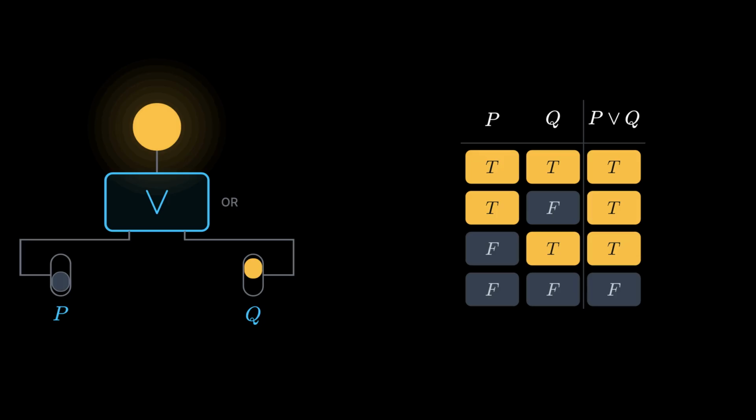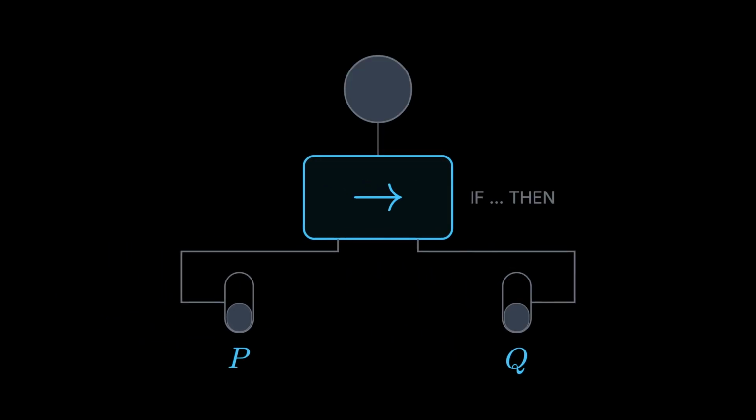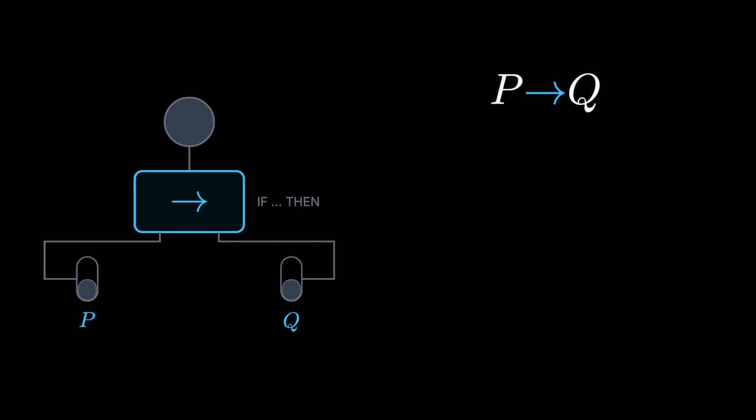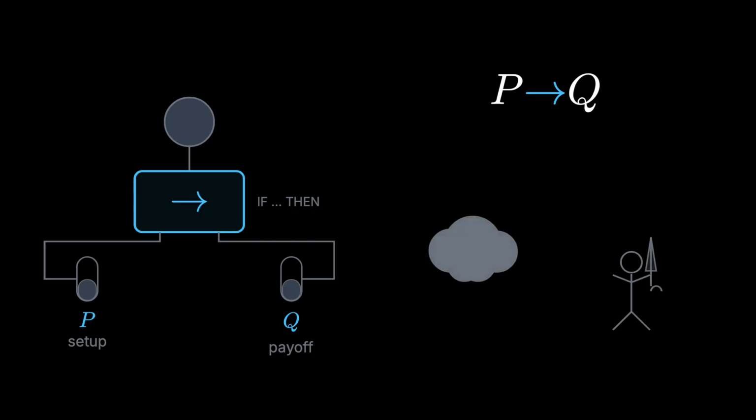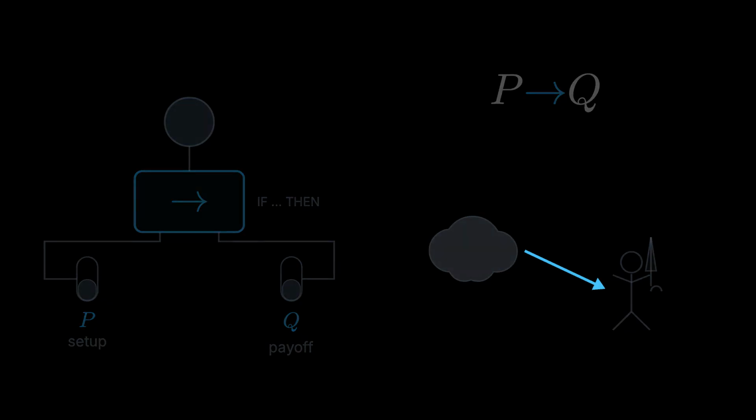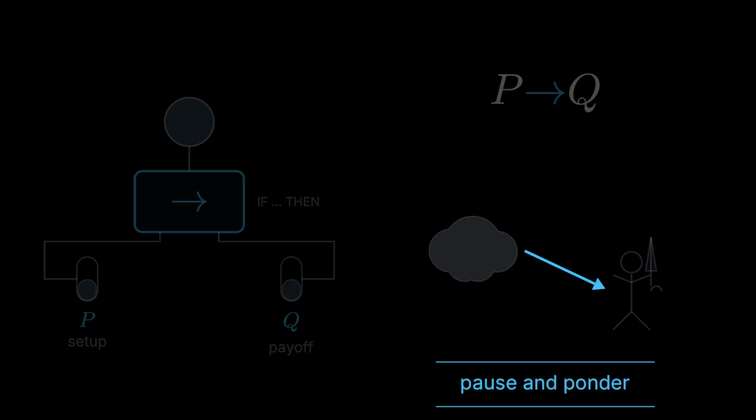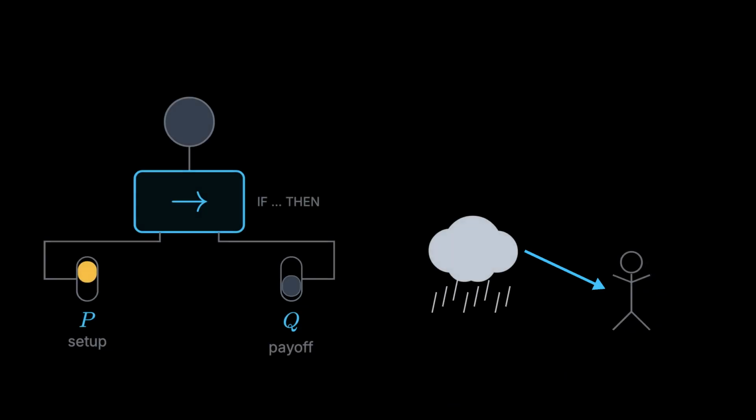Fourth box. This is the one the whole video is actually about. P arrow Q. If P, then Q. P is the setup. Q is the payoff. Concretely, if it rains, I will bring an umbrella. Treat that as a promise I made you. Now, when have I broken it? It rains. I show up with no umbrella. That is the one. That is the only way I have lied to you.